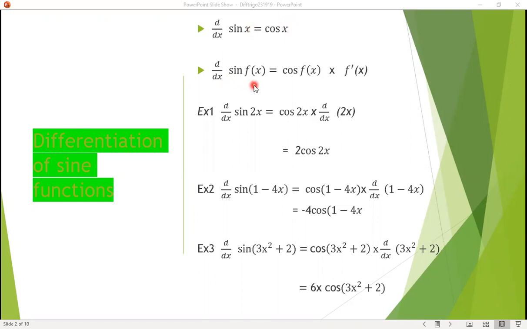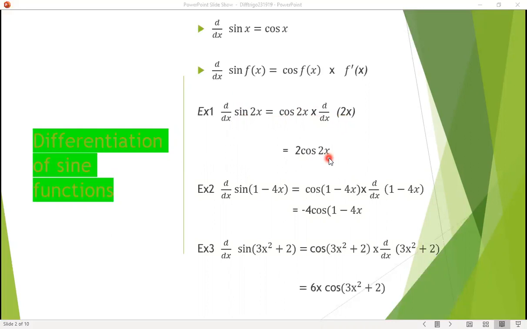Differentiation of sine fx is cos fx multiplied by the differentiation of fx, which is f dash of x. So our first example, differentiation of sine 2x. Differentiation of sine 2x is cos 2x multiplied by the differentiation of 2x, which is 2 cos 2x.